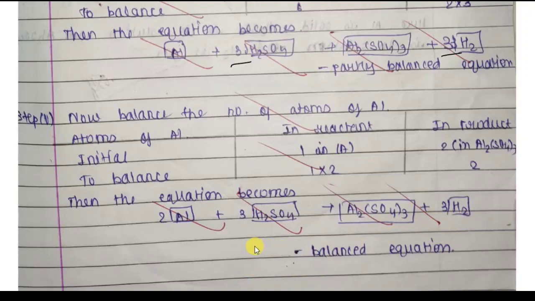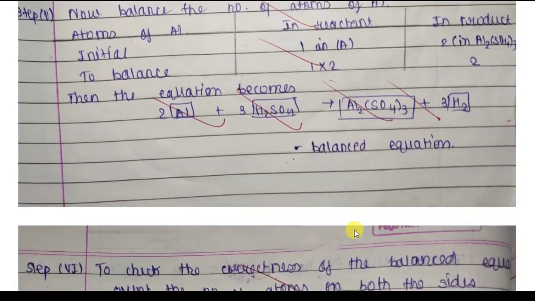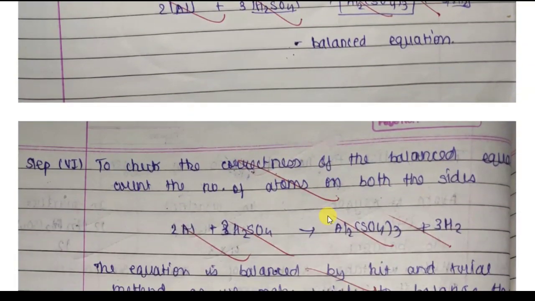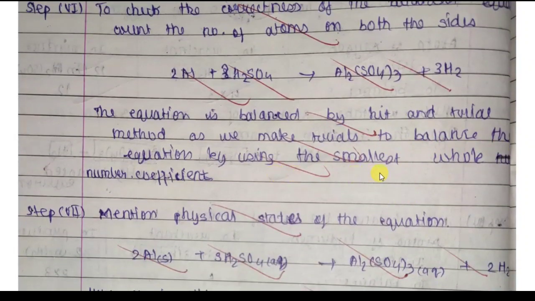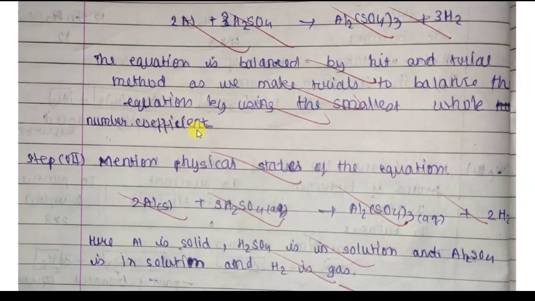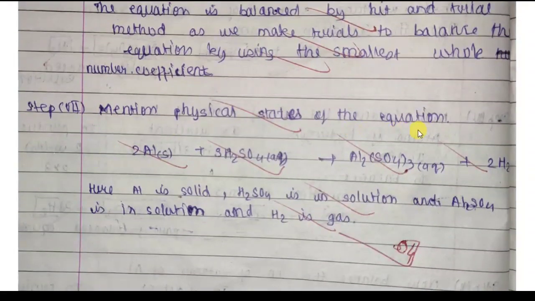So you have to write down the atoms on both sides, and both sides of atoms will be equal. Step 6, check the correctness of the balanced equation by counting the number of atoms on both sides. Here you have the equation, and you have to find the atoms on both sides. The equation is balanced by the hit and trial method, where we make trials to balance the equation using the smallest whole number coefficients. And after that, step 7, mention the physical states in the equation.